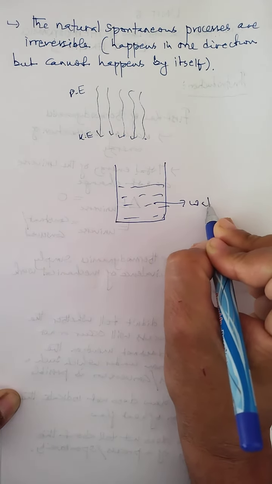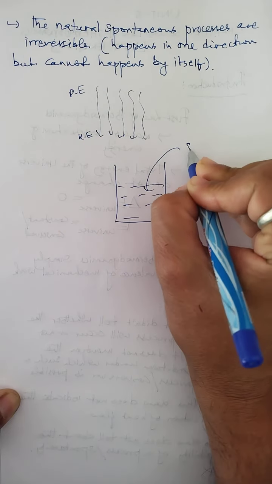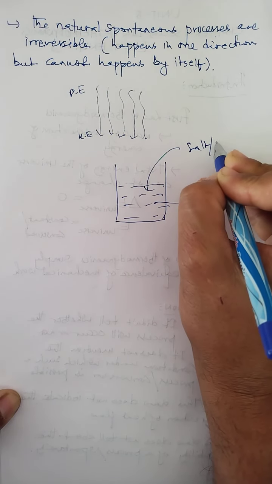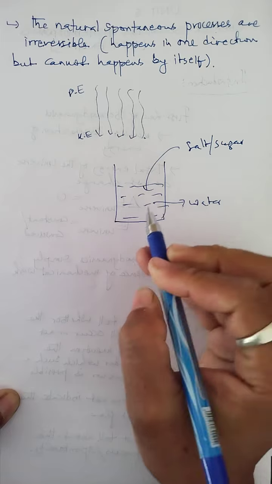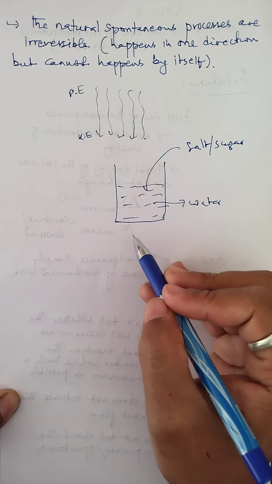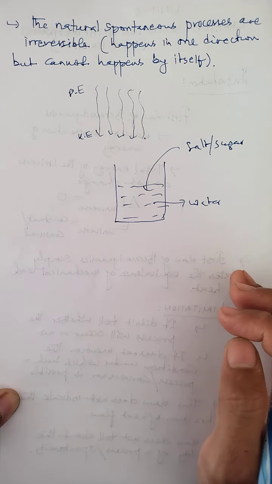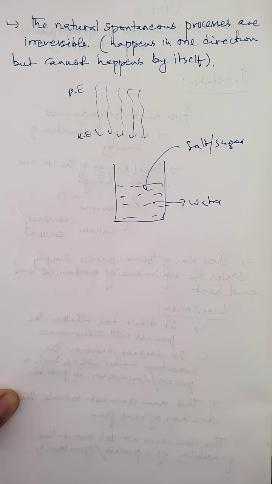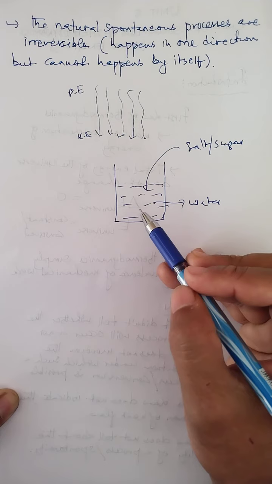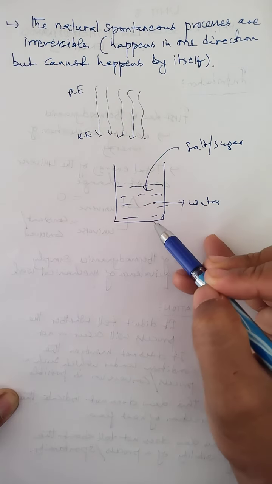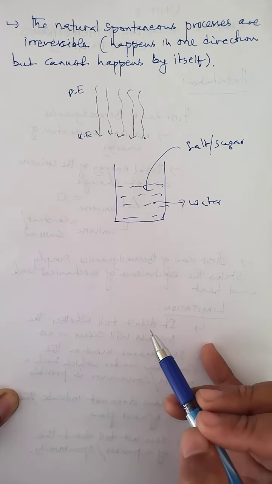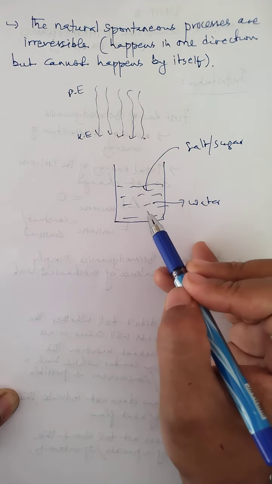Now if I put some salt or some sugar in water, no problem. We know that this salt or sugar will dissolve in water, so it's a natural spontaneous process. But children, are you able to make the same salt and sugar back from this water, in which the salt is dissolved?